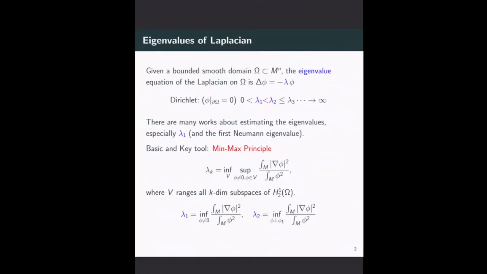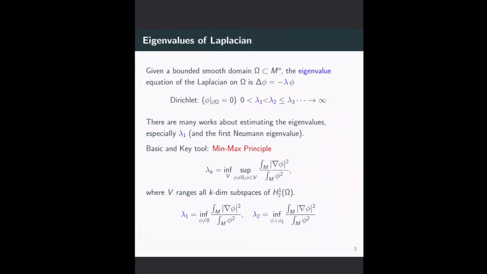We are mainly looking at eigenvalues of the Laplace operator. We have a bounded smooth domain omega. Here, omega is going to be in R^n for a while, and then I will tell you what happens on the sphere and on hyperbolic space. So the equation is Laplacian phi equals minus lambda phi. We are looking at the Dirichlet boundary condition, and it is well known that the first eigenvalue is simple, and the second is strictly greater than the first.